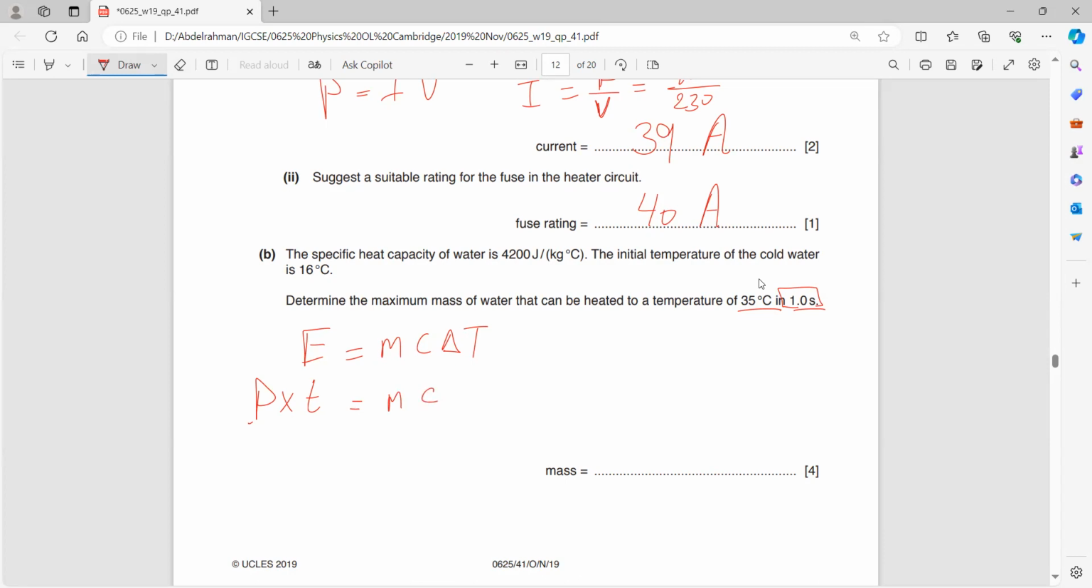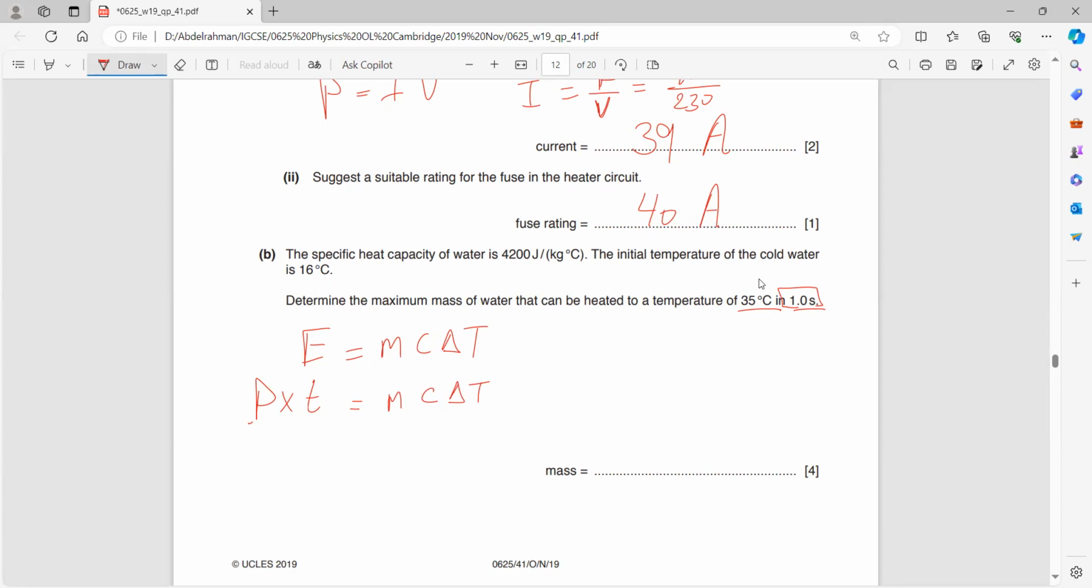What is the C now? What does C mean? Specific heat capacity. And do I have the change in temperature? Do I have the delta T? Yes. 35 minus 16, exactly.